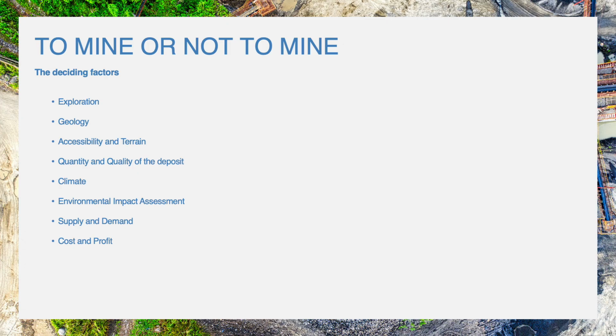Cost and profit. Finally, companies compare costs and profit. Costs include exploration, machinery, the workers, transport, energy, environmental protection, and the land restoration. Mining will usually only go ahead if the expected income is much greater than the total cost expected. So mining decisions are not based only on whether there's a resource. It depends on whether it can be found, reached, extracted safely, sold profitably, and managed responsibly.